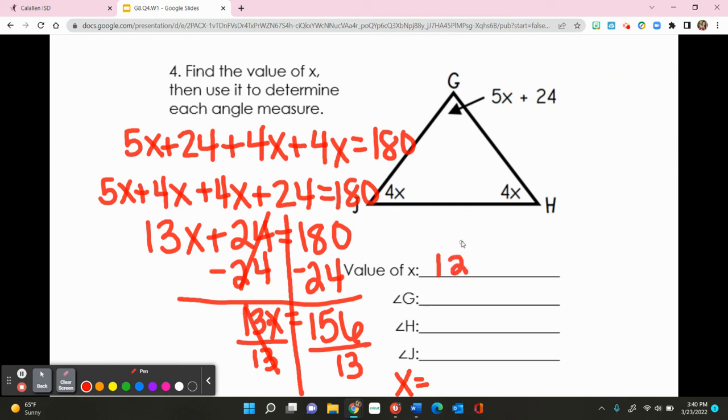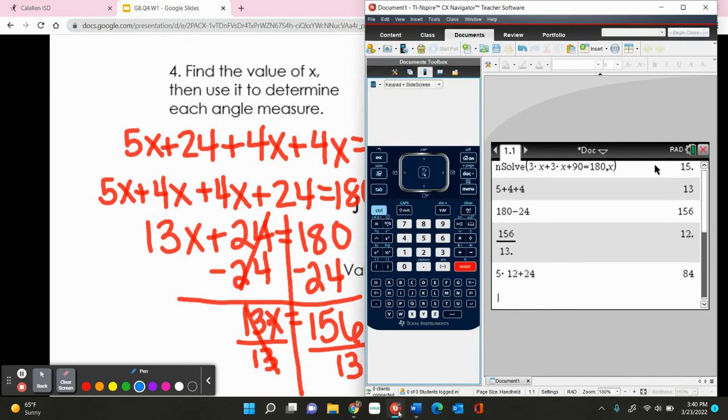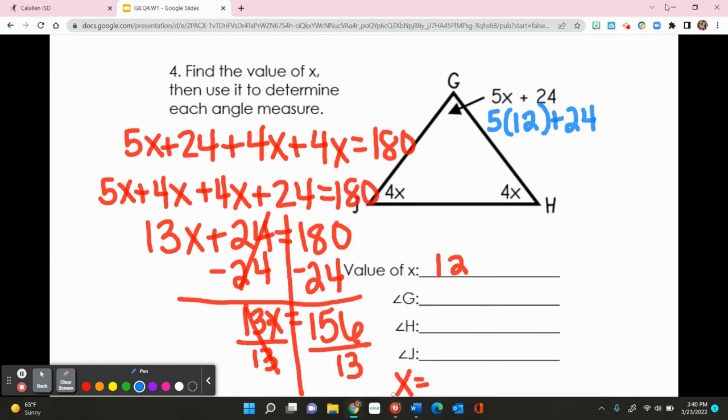So now using this information, I can determine each angle measure. Since it tells me that the value of x is 12, I can now substitute x with 12. So for instance, for G, I'm going to substitute x with 12. So this becomes 5 times 12 plus 24. So I'm going to put that in my calculator. 5 times 12 plus 24 is going to give me 84. So here, the angle for G is 84.